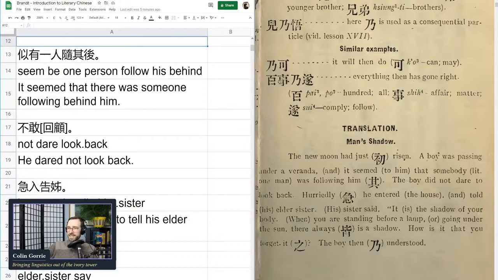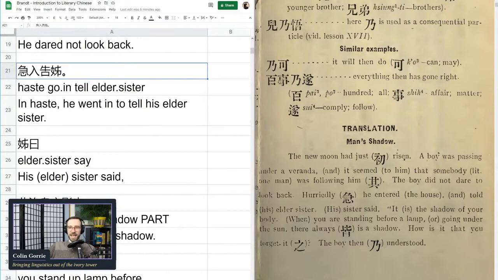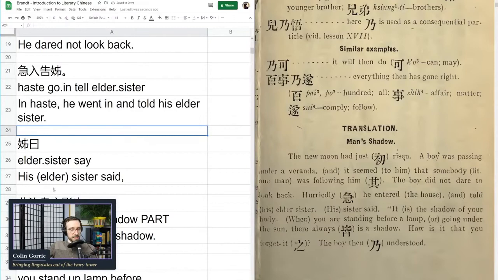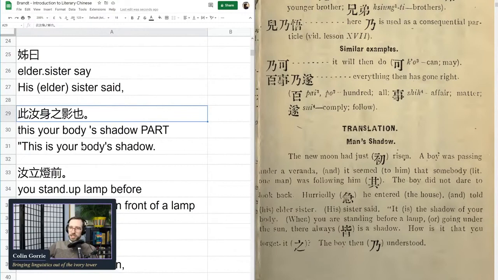Here's the one I was curious about. What are we going to do with this haste morpheme? Hurriedly. Okay, so Brandt uses it as an adverbial as well. In haste. Hurriedly, he went in. He entered the house and told his elder sister. Okay, I said went in to tell his elder sister. That purpose isn't in Brandt's translation, so maybe it would be better to say and told. Although maybe the classical Chinese accommodates both translations. I do not know. What else? His sister said, it is the shadow of your body. This is your body's shadow. Okay, good. More or less the same.